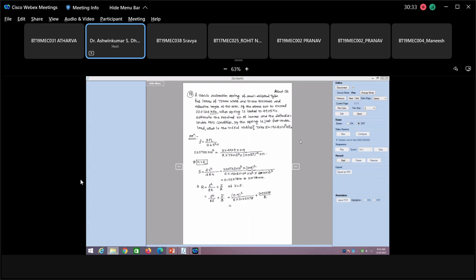4.456 meters, that is the value of R. So this is how you can calculate the parameters which are required for the spring. Shall we solve one more problem on similar lines?